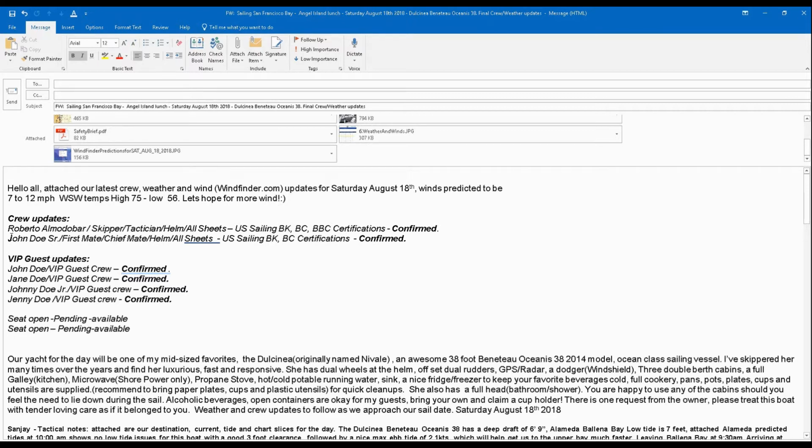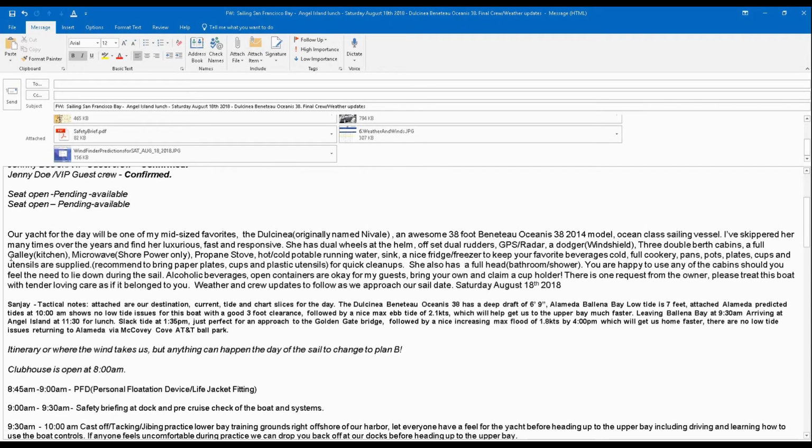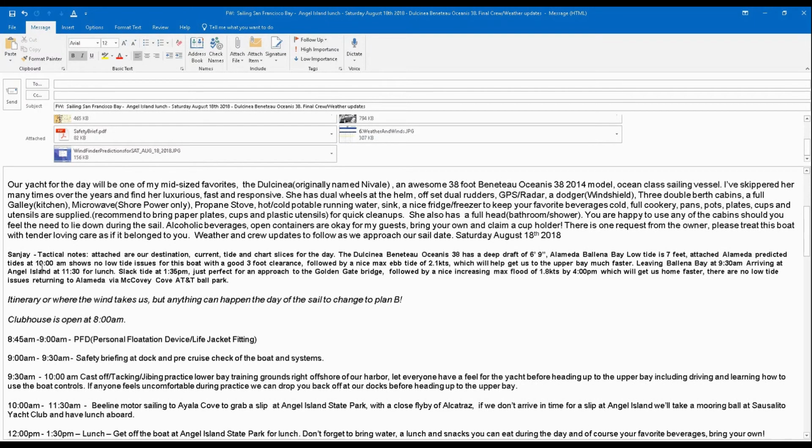I tend to always travel with another certified skipper or someone who I know I trust and I've sailed with before. Usually I have another skipper along with me just to make sure that if anything goes wrong, I have somebody qualified on that boat that can bring us back in and knows our harbor. Then I list our VIP guests, whoever they might be. I'm not using any real names here for the privacy of my guests. Basically, I list here the crew and guest crew that are going to be on the boat, and if there are any open seats still available in case they want to contact somebody else. I give an overview of what the yacht is, its features that we're going to be taking out. I include tactical notes specific to this day.